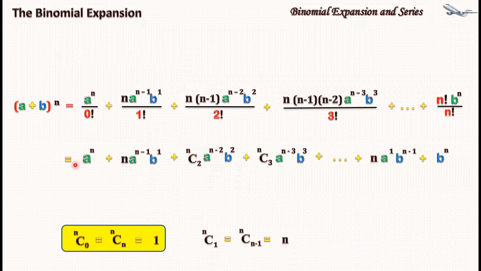Equally, at the beginning, we have n combination 0, which is 1. That's why we just have 1 here, which has not been written. And at the end, we have n combination n, as you can see here, which is also equal to 1. That is why the coefficient of b to the power n is 1. So this is what we observe.